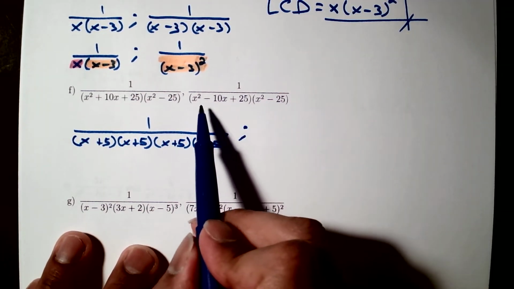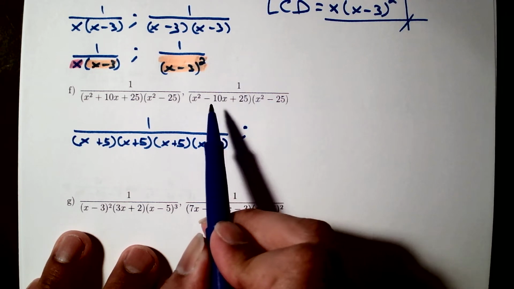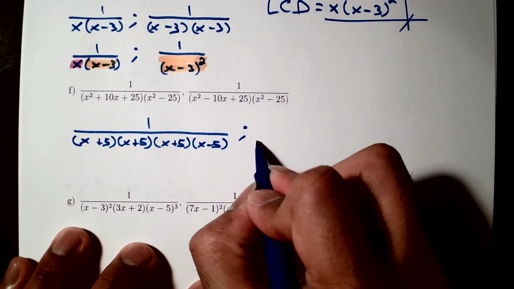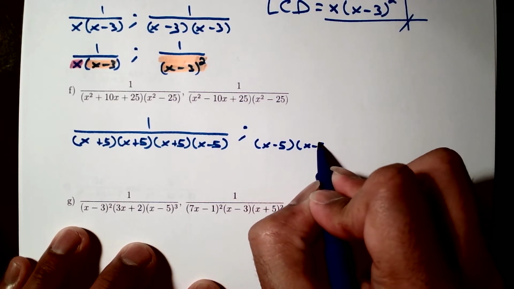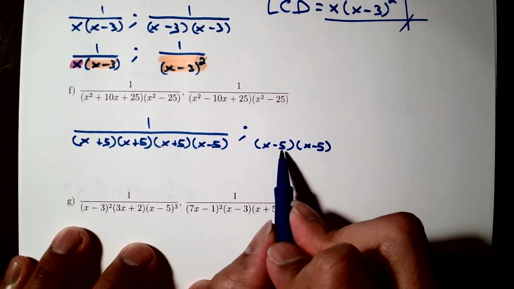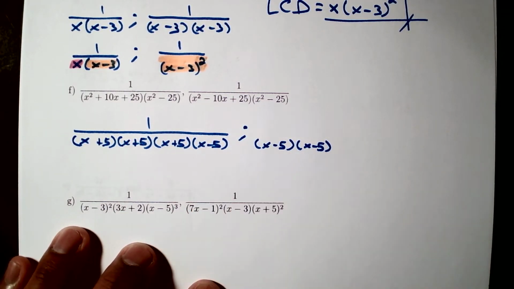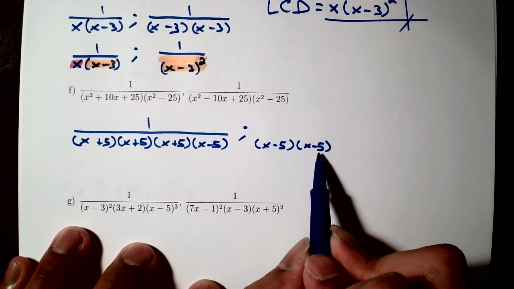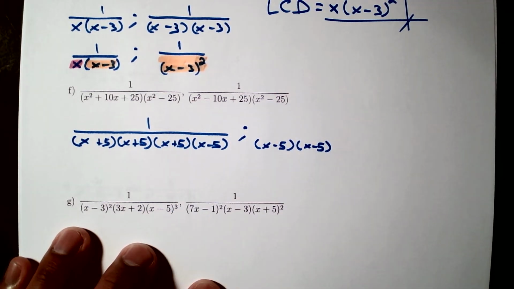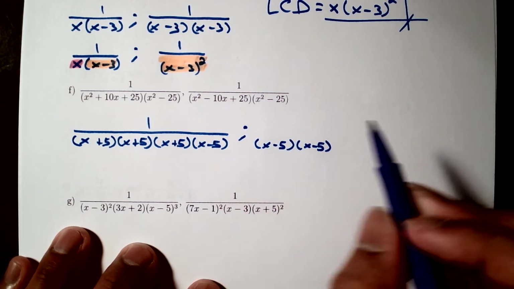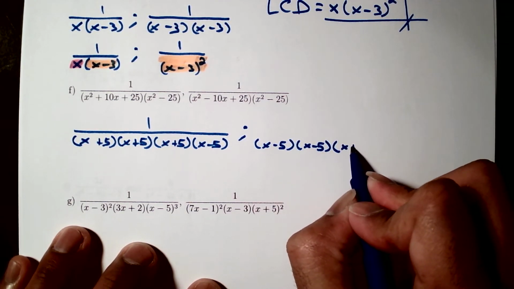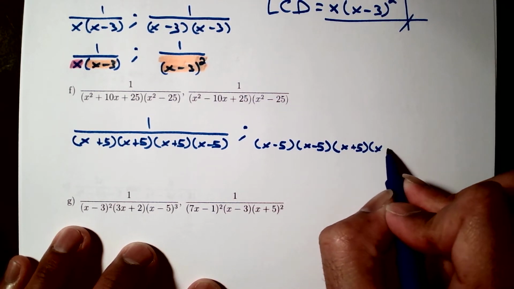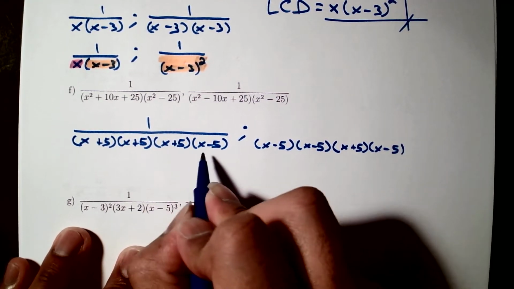And then, I'm going to factor out these trinomials, factors of 25 that add up to negative 10. X minus 5 times x minus 5. Negative 5 times negative 5 equals positive 25, and negative 5 plus negative 5 equals negative 10. And then this difference of squares gets factored the same way as the previous one: x plus 5 times x minus 5.